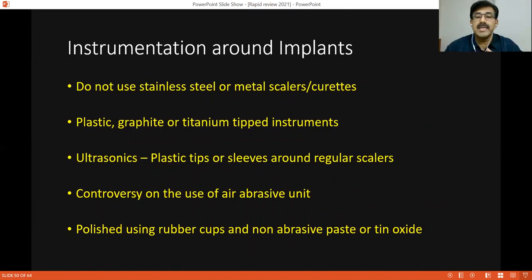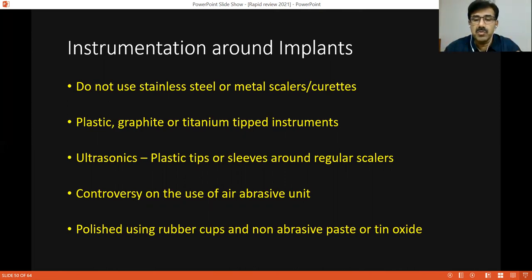So, instrumentation around implants. Now you can use your routine steel scalers to instrument on the root surface. But if you use the same scalers on the implant surface, because the steel is much harder than titanium, it may cause scratches. It may roughen the surface. So always you have to use an instrument which is softer. So it may be titanium or a material that is softer than titanium. So you can use plastic or graphite or carbon reinforced with fibers. So these are the common things that are used.